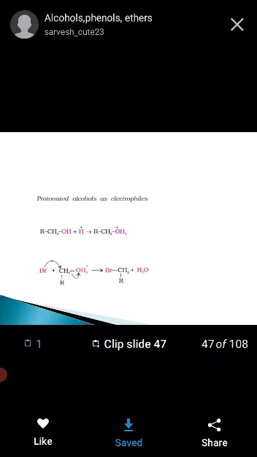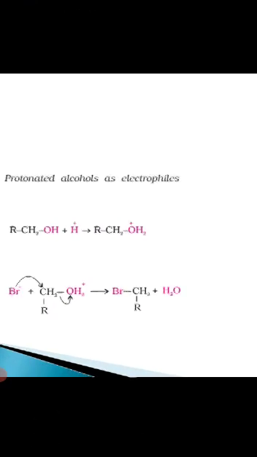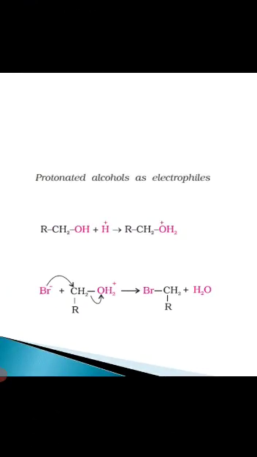Now this is the protonated alcohol as electrophile. These act as electrophiles when alcohols are subjected to acidic media. Then hydrogen coordinates with the oxygen and it becomes OH2 plus. Then a group that can replace this OH can attach itself to the alcohol, replacing the OH.